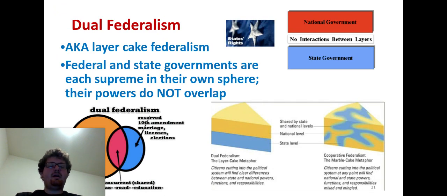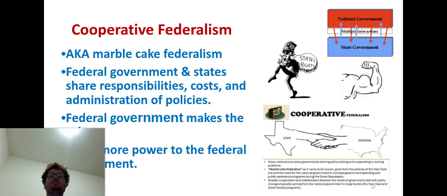All right. After the Great Depression, you're going to get a marbling effect, what's called cooperative federalism. And those lines are going to cross. Things are going to get blurry.